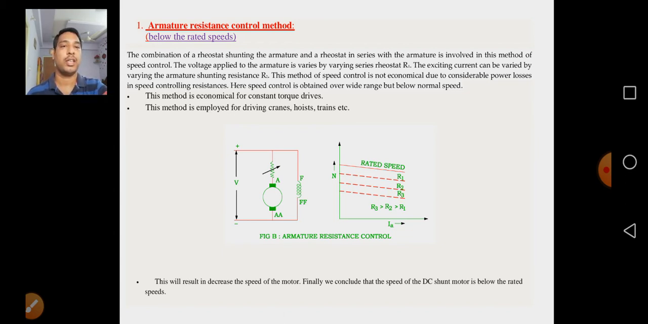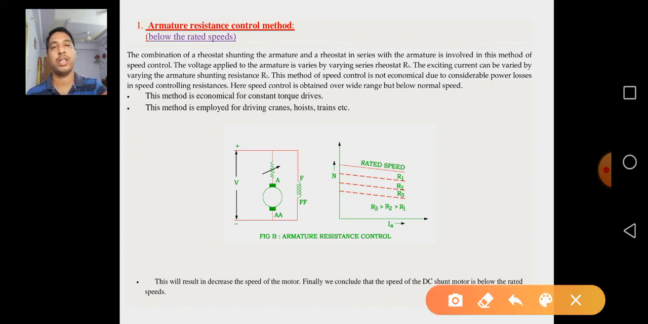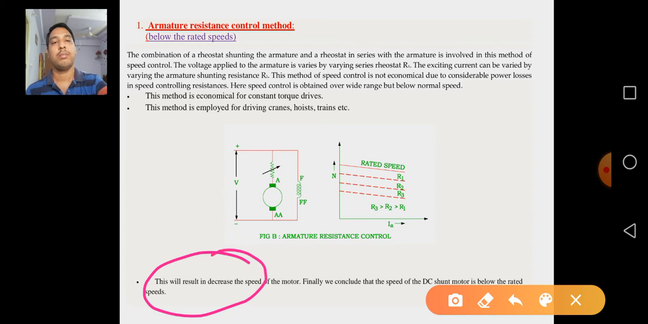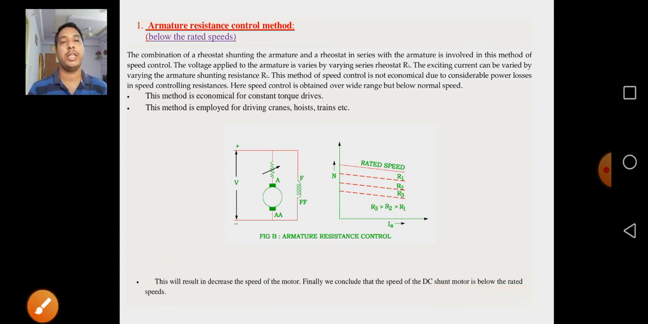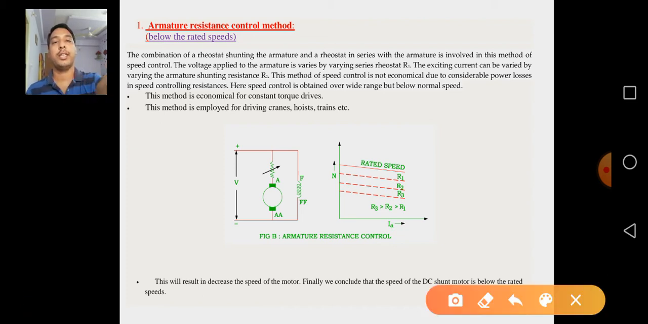So this will result in a decrease in speed of the motor. This is the final conclusion from the armature resistance control method. This will result in a decrease in the speed of the motor whenever we connect the motor with the armature resistance control method. So this is what we can expect, a decrease in rated speeds, which I am calling below the rated speeds.